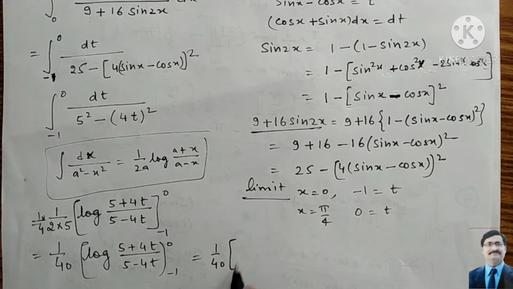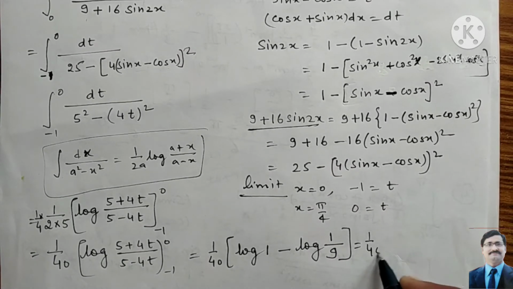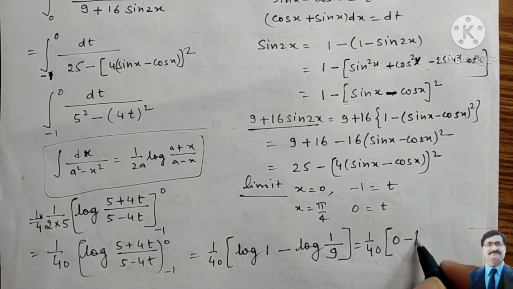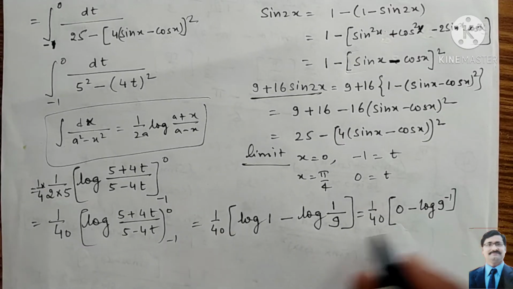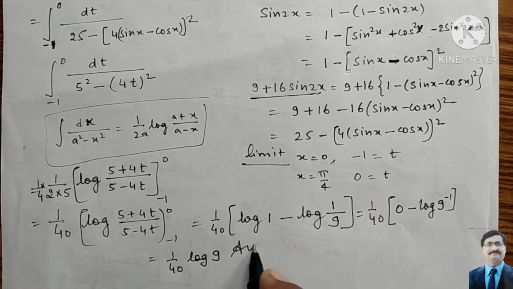First we put the limit 0: here it is 0 and here it is 0, so we get 5 upon 5, which means 1. Then we put the limit minus 1. So 5 minus 4 is 1, and 5 plus 4 is 9, so we get 9. We can write 1 upon 40, and here is 0 minus, and you write this 9 above, which means you can write log 9 power minus 1. This minus we take here, so we get 1 upon 40, minus minus plus log 9 we can write. So this is our answer. All of you understand this?